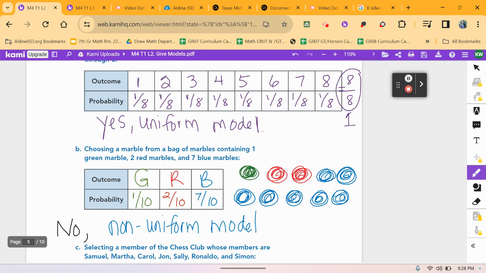Now, is this a uniform model? No, it is not. All of these probabilities are not the same. So what do we call that? We call that a non-uniform model.